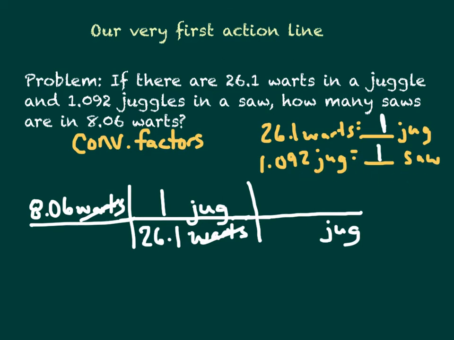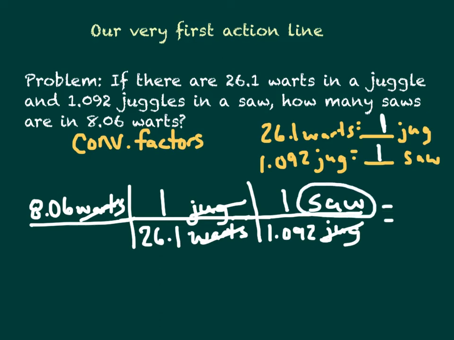We can convert juggles to saws: 1.092 juggles for one saw. Now look what happens. Juggles on top and juggles on bottom, they cancel each other out, and we have saws on top, which is what we want. So I'm going to show you how to calculate this right now.